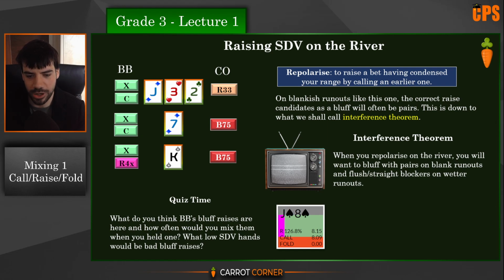This EV difference is noise, that's just based on the accuracy of the sim here, whether we get 8.15 chips or 8.09. But the point is we get a bit more than folding, a bit more than zero, regardless of which investment type we make, and raising is permissible.